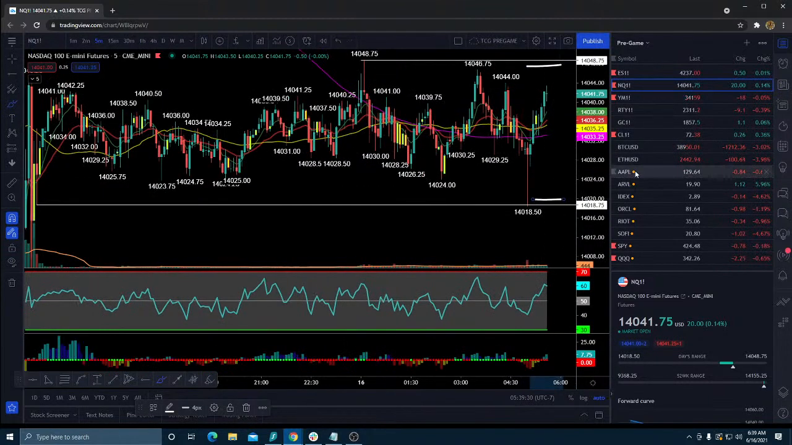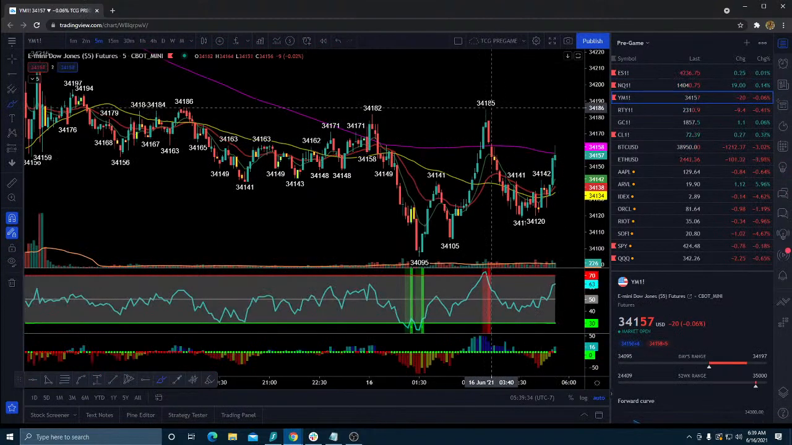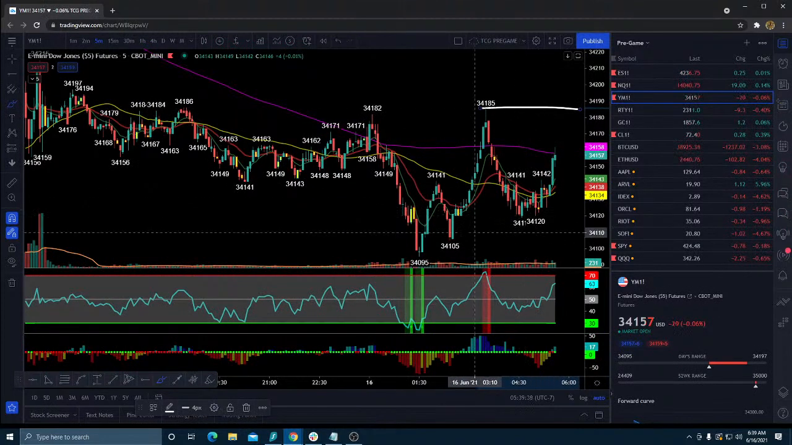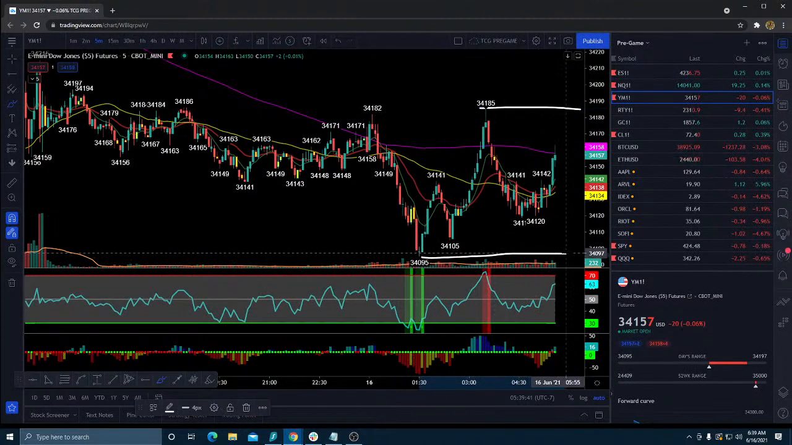Then we could break out to the upside or to the downside. YM 34, let's call it, 34,185 and 34,095. I would say those are the key levels. We may stay within those levels the rest of the day. Highly probable.